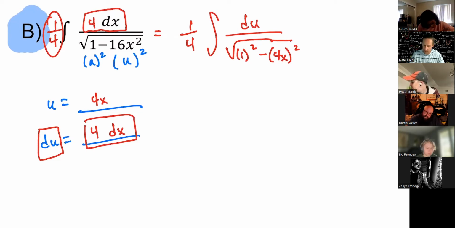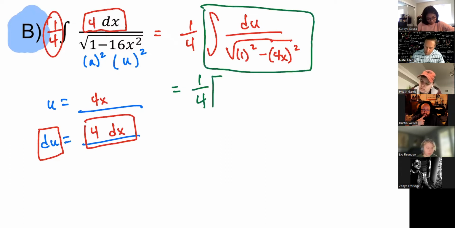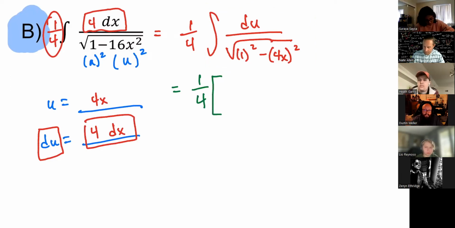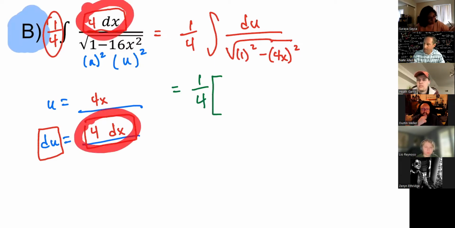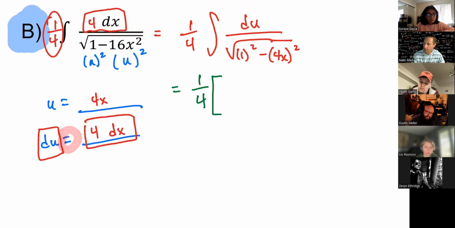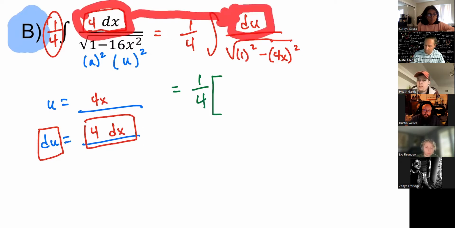Now, does it look like my du over a squared minus u squared? Great. Then let's actually do the integrating, the antiderivative of that. Go look it up. What is it? Don't you still need the 4 on the top? Nope. I rewrote the 4 dx as what it's equivalent to, the du. So I replaced this with the simpler version of it.